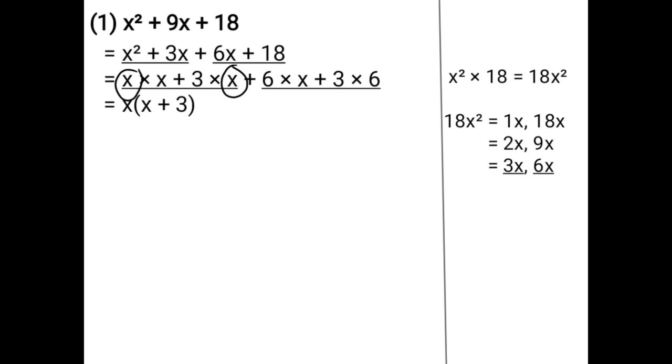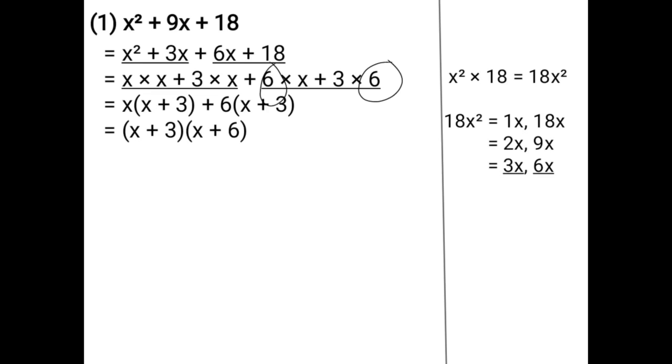In the second group of two terms, 6 is common. So you have to circle 6, plus 6 you have to write outside the bracket, and inside the bracket what is uncommon is x plus 3. x plus 3, which is repeating in the bracket, you have to write only one time. In the next step, that is equal to x plus 3 outside the bracket, and what is common of x plus 3, that you have to write in the second bracket, that is x plus 6.